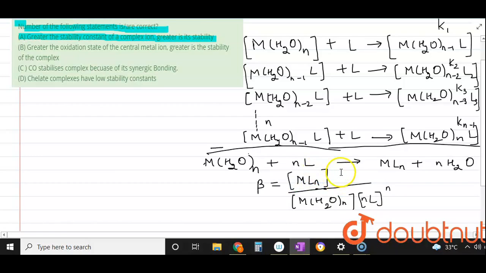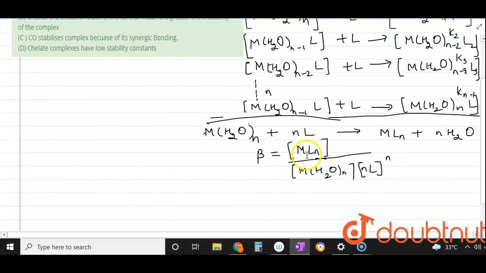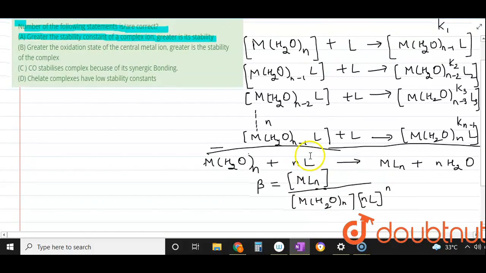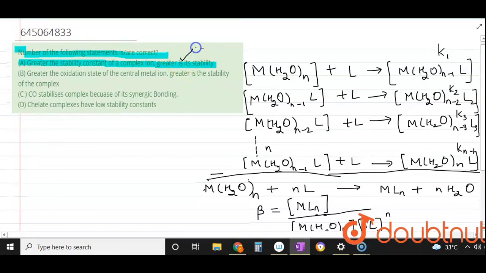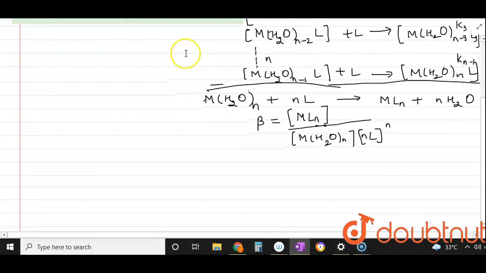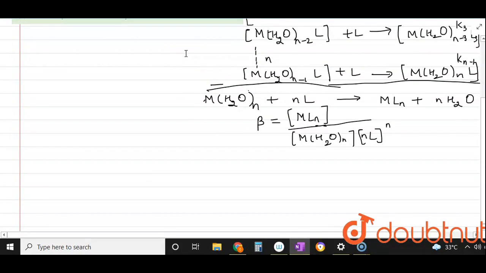So as we can see, the more the number of steps, the more the stability constants there will be, and the more will be the value of beta. So the statement is correct. The greater the stability constant, greater will be the stability, right? Second statement, see what will happen. In the second statement, what will happen?